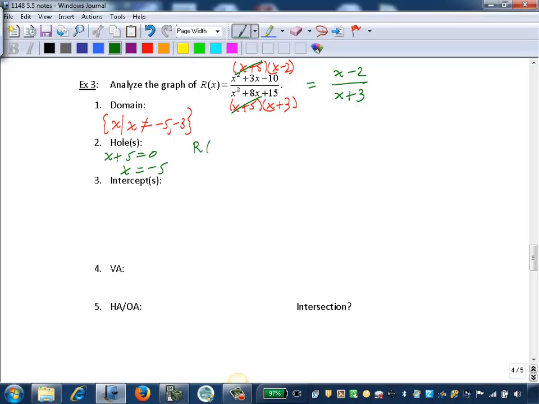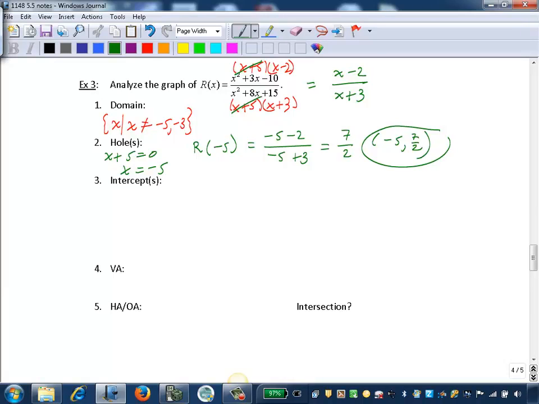So we'll find r of -5. We'll plug that into our function, -5 minus 2 over -5 plus 3. So we'll get 7/2. So we know we have a hole at -5, 7/2.